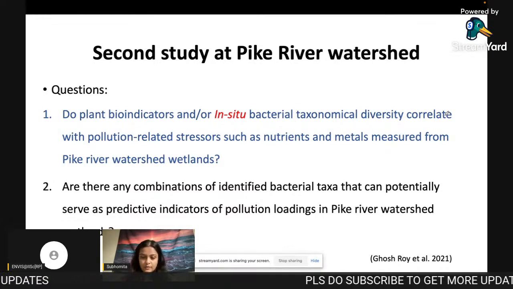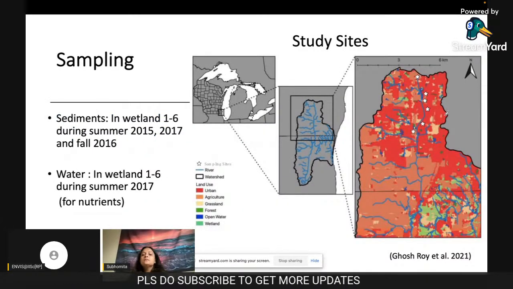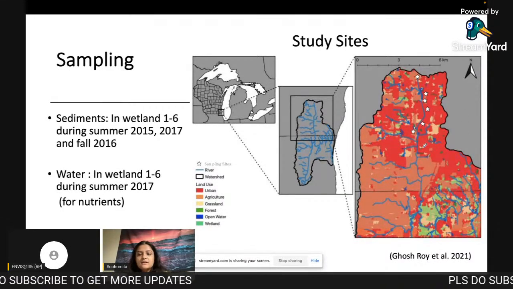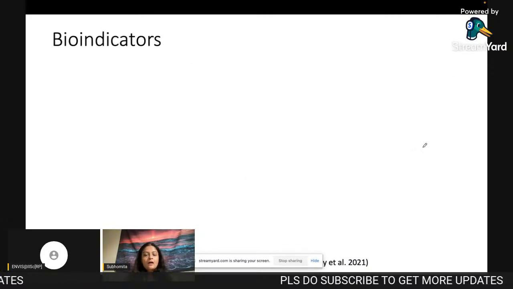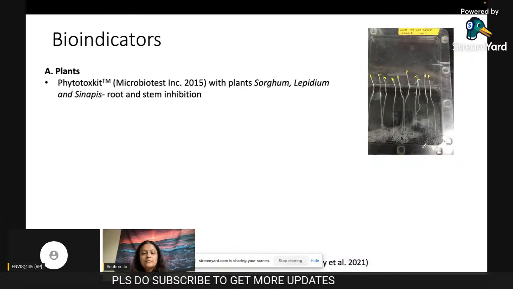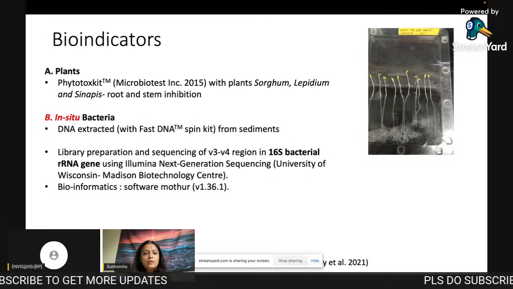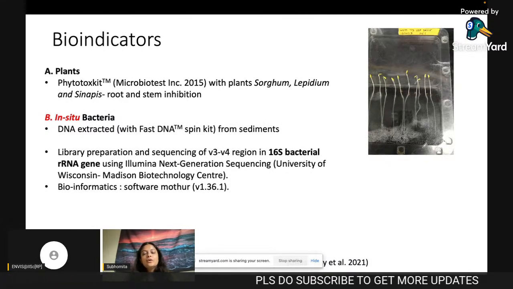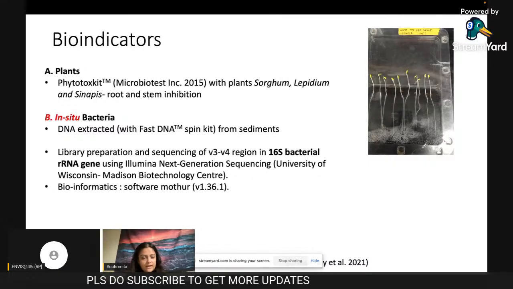For now, we wanted to see if these bioindicators really correlate with pollutants that are directly being measured, not predicted anymore. So we used the same samples, and we got some more water samples in this case because we wanted to measure nutrients, some from the same wetland sites. The first bioindicator was the same one we were using before, the plant bioindicators. And then the second one was these in situ bacterial bioindicators.